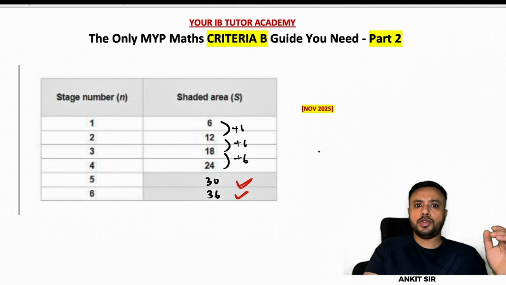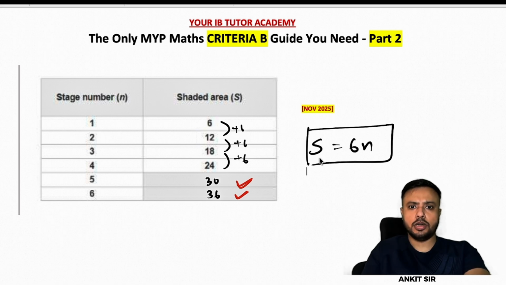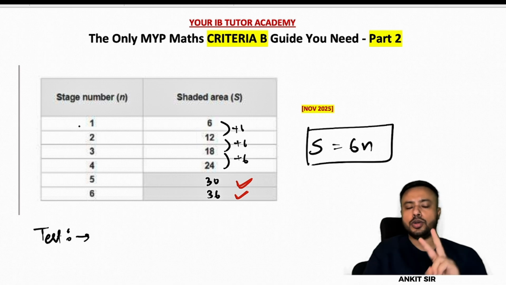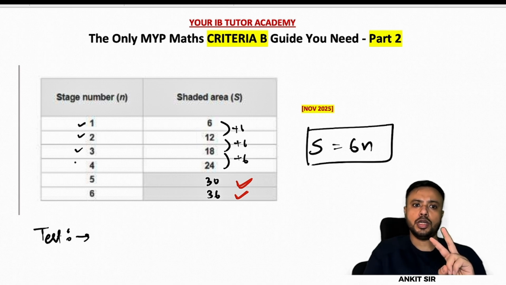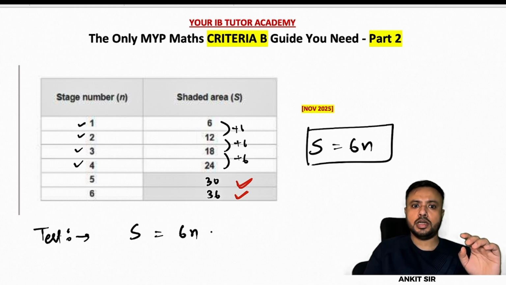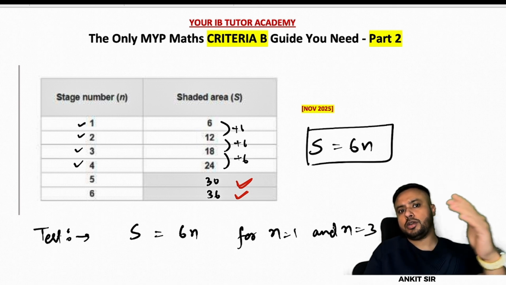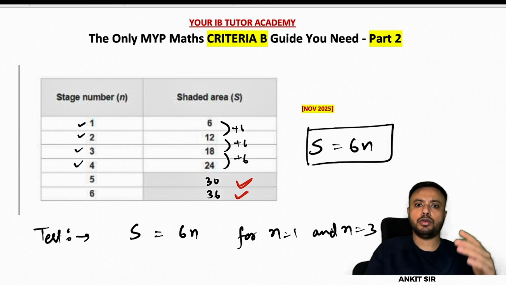The general rule of this, if you figure it out, S in terms of n, is going to be 6n in this particular case. To test this general rule, please remember, we have to do it for two terms. The terms can be either the 1st, 2nd, 3rd, or 4th. Since the general rule is S equal to 6n, we will calculate the S value for n equal to 1 and n equal to 3. You can also do it for n equal to 2, n equal to 4, n equal to 1, n equal to 4, like that.